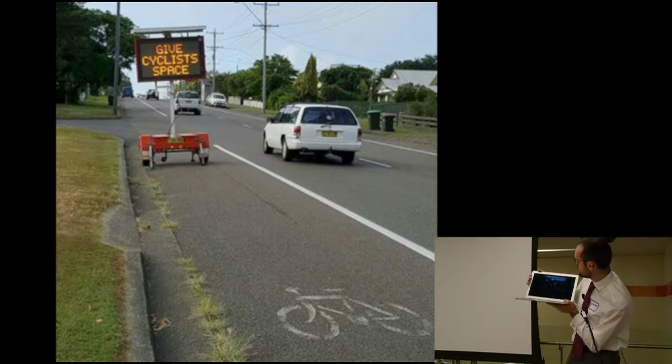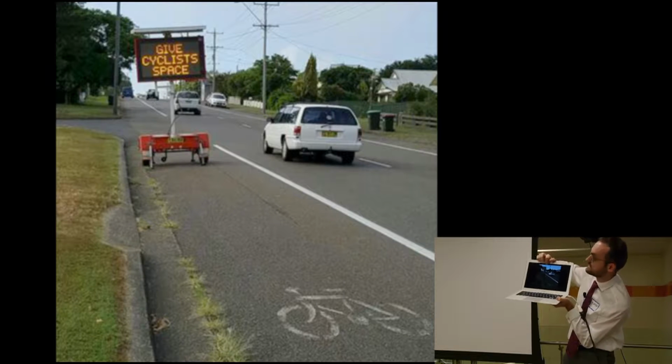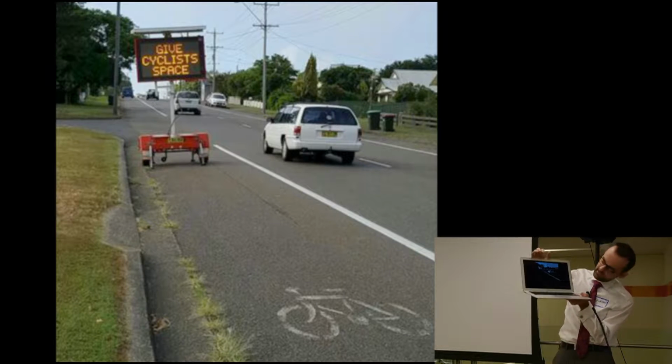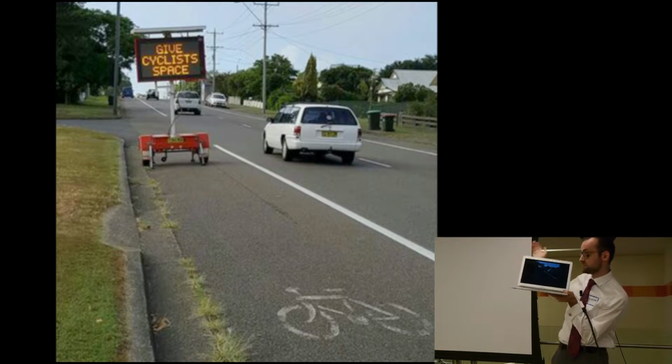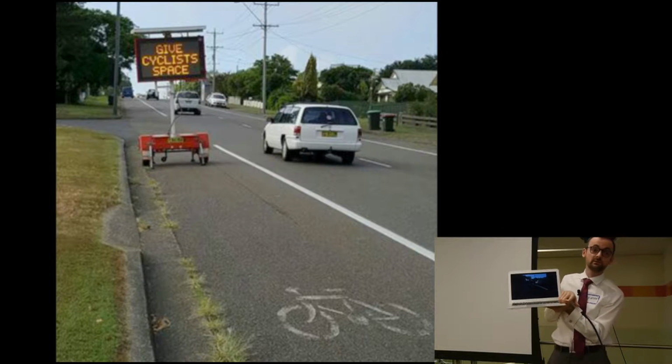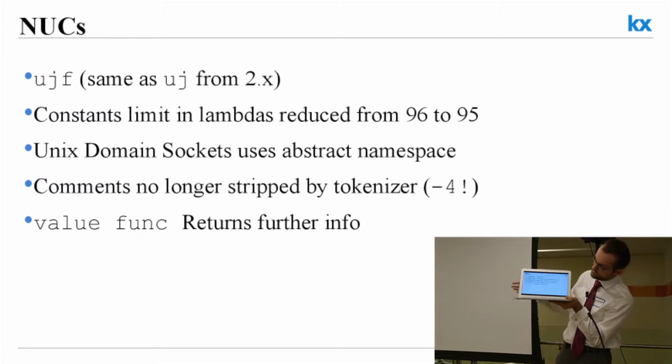And then this is a picture of a sign on the road in the cycle lane, which says give cyclists space. You can see that it's actually the cycle lane here. This is basically talking about the few but relatively ineffectual and non-backwards compatible changes.